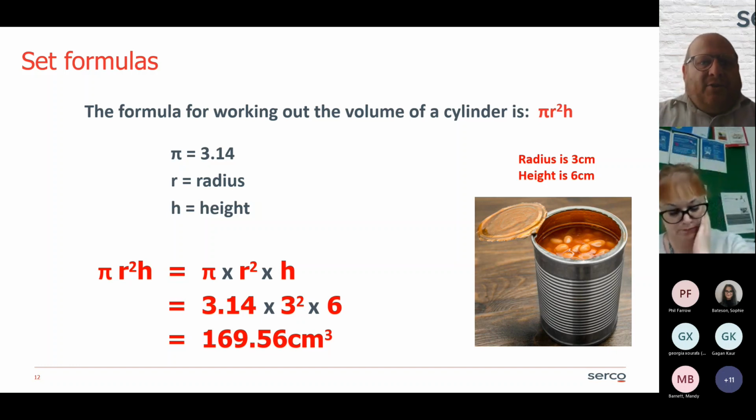169.56, which everybody's done. The radius and the height were both in centimeters, so our answer's in centimeters. And when we're working with volume, we use the cubed symbol, which is the little 3. So the value is actually 169.56 centimeters cubed.